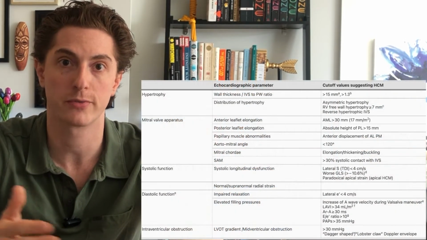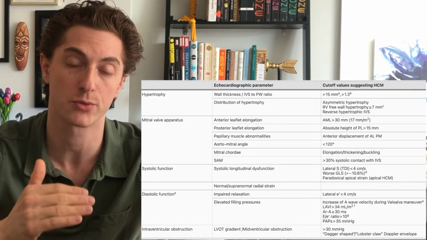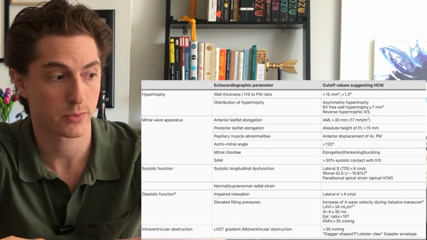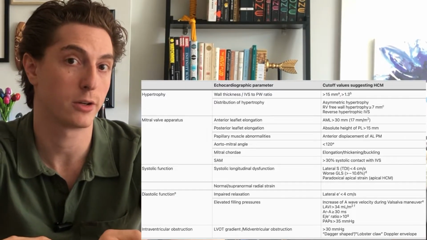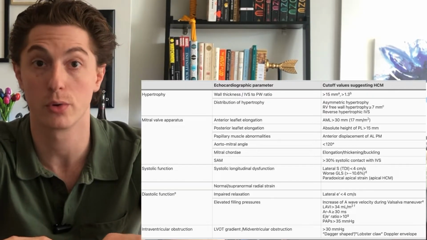For cardiology fellows, the echo diagnostic criteria for HCM is asymmetric septal hypertrophy greater than 15 millimeters, or a septal thickness to posterior wall thickness ratio of greater than 1.3. On the screen here, I also included some other echocardiographic imaging findings that you should also look for in patients that have known or suspected HCM.